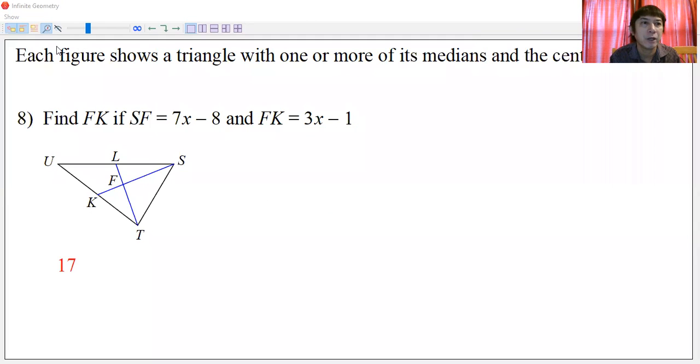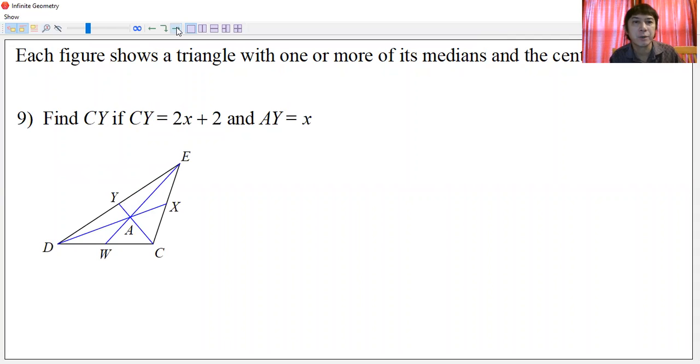All right, let's compute number 9. Let's have number 9. The next diagram. Here's number 9. Find CY if CY is equal to 2x plus 2 and AY equal to x. So first we have to determine where these segments are in the diagram. CY is the entire length of the median. If we're going to draw that part by a red segment, it's this. That's the CY.